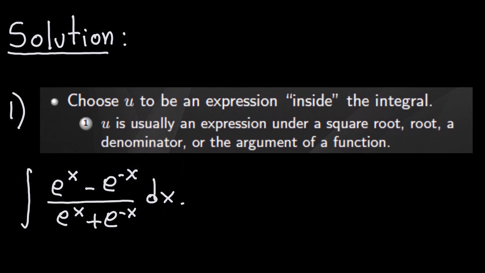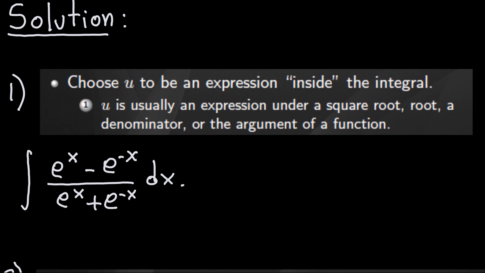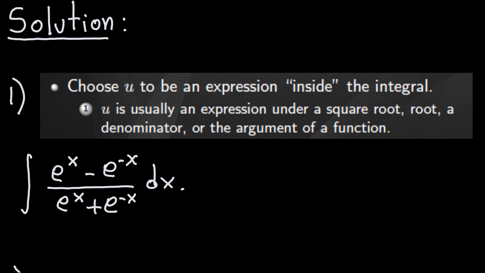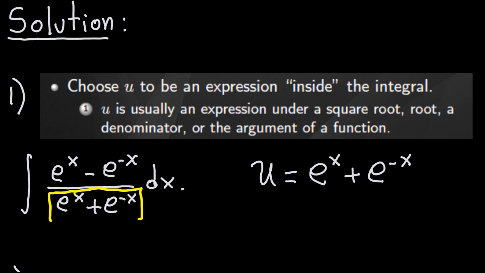Now remember the steps: you choose u, an expression inside the integral, and it's usually under a square root, in a denominator, or something like that, or the argument of a function. What I'm going to do here is try the denominator of this fraction, and you will see in a second why. So let me choose u to be the denominator, e to the x plus e to the negative x. I'm choosing just the denominator of this expression, the one that I'm coloring here in yellow.